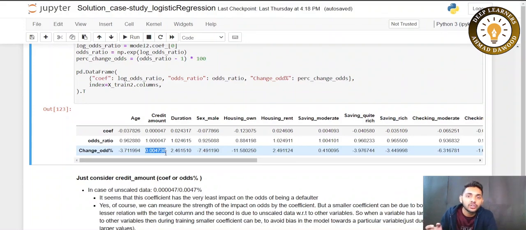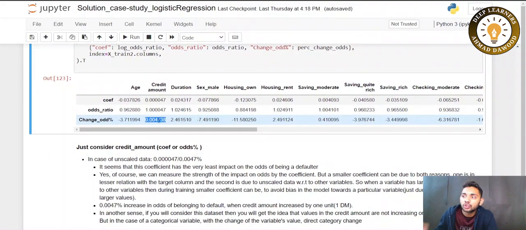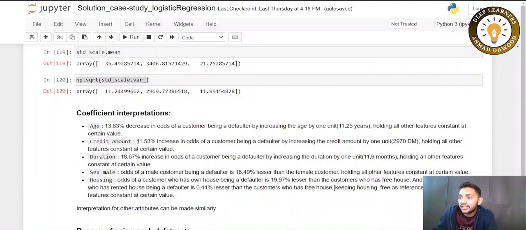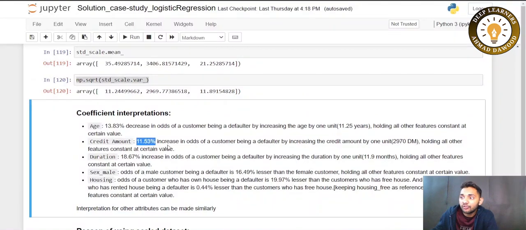So this is a disadvantage of using unscaled data: you cannot interpret your coefficients very well. Here it means a 0.004% increase in odds when your credit amount increases by 1 unit, and here 1 unit is 1 Deutschmark. But in the case of scaled data, you will see that the odds increase by 11.53% when your credit amount increases by 1 unit, and here 1 unit means an increase of about 3000 Deutschmark, holding all other features constant.